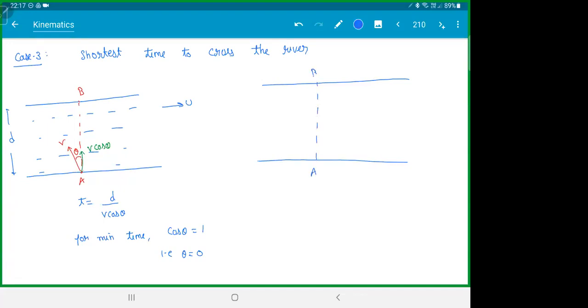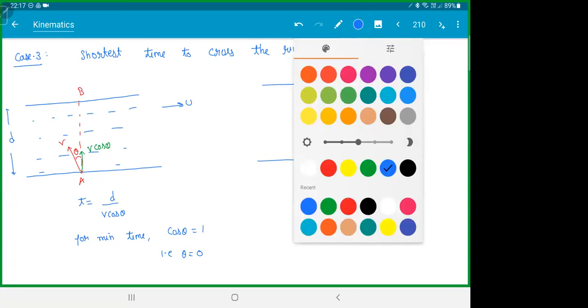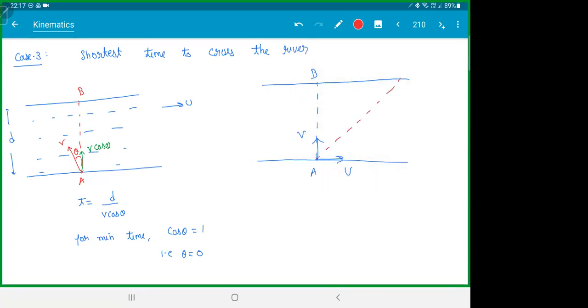But because he's swimming straight, he won't go to the opposite point. The river is pushing him. So the velocity will be V and the river is pushing him with U. The man is going somewhat like this, to point C. So see, this is how the man looks. The man is looking straight, but is going somewhere else. Are you getting it? You're looking straight, but you're going to point C.